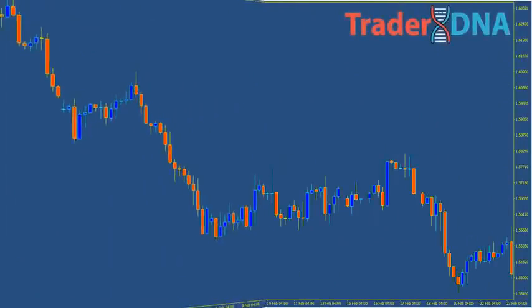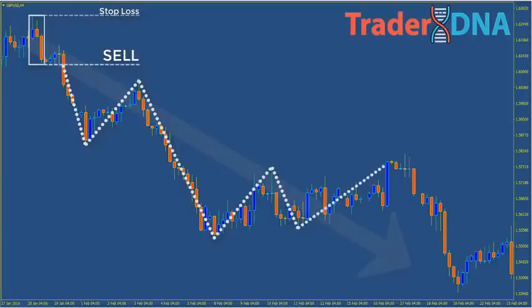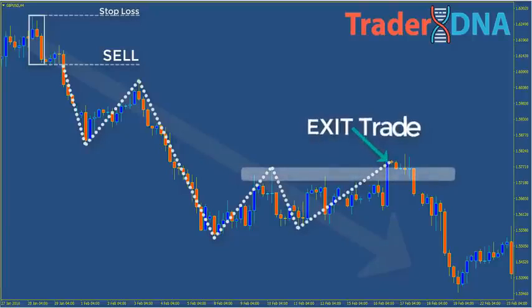If the trend threatens to reverse by making a higher high and higher low during a downtrend and short trade, or by making a lower high and lower low during an uptrend and long trade, exit the trade.